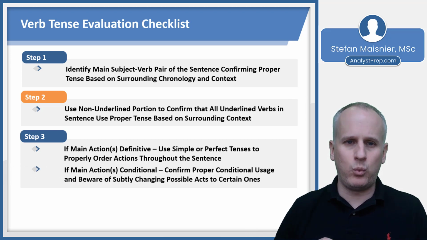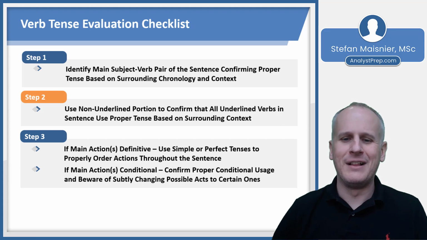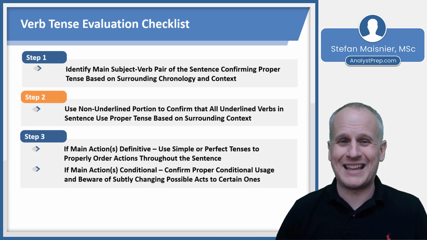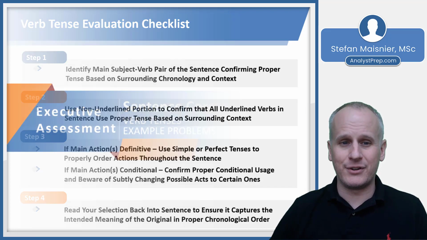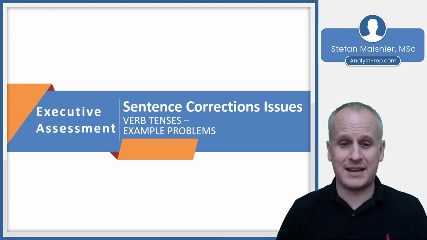But if there was a conditional, or if there were a conditional, confirm the proper conditional usage and beware of subtly changing possible acts to certain ones by using an incorrect tense. That was that issue of will versus would. And then, of course, read your selection back into the sentence to ensure it captures the intended meaning of the original and does so using proper chronology. So let's head on over to the whiteboard and take a look at a couple more examples before having you practice your own verb tense drills as you get ready for the Executive Assessment.